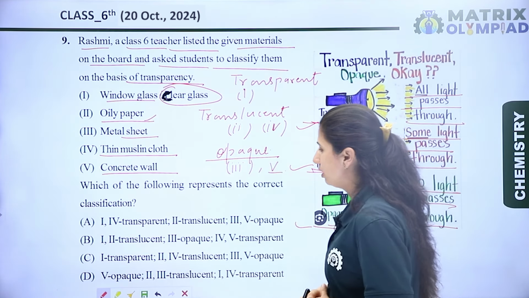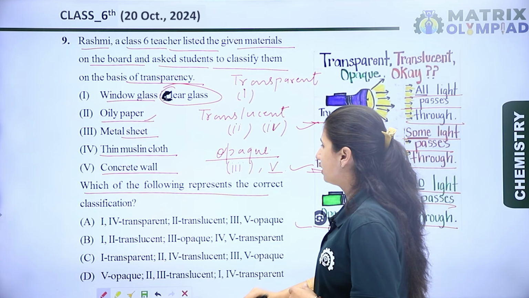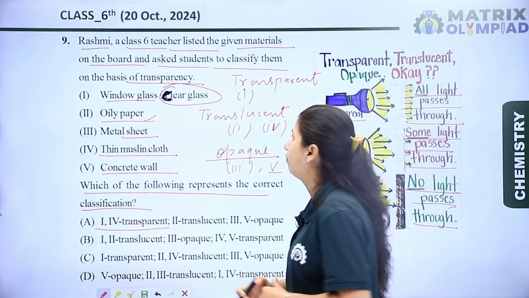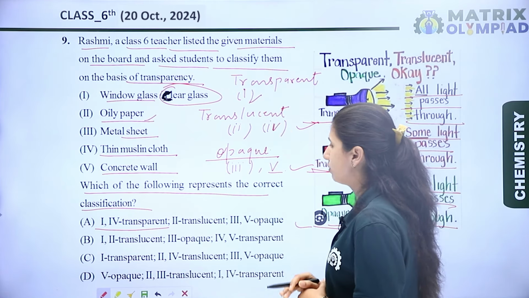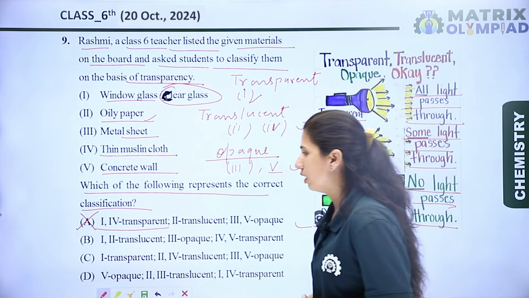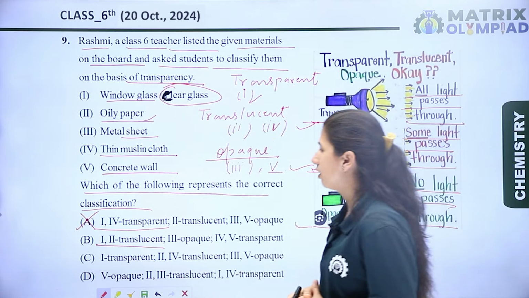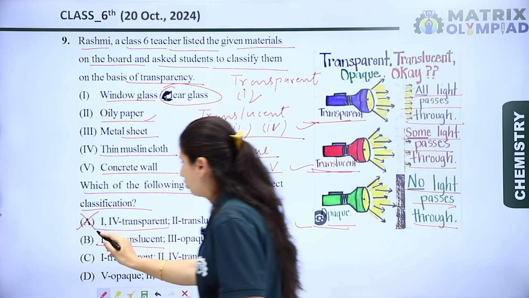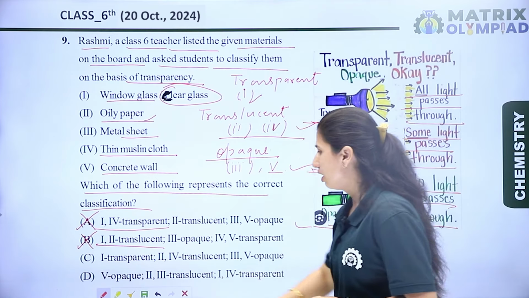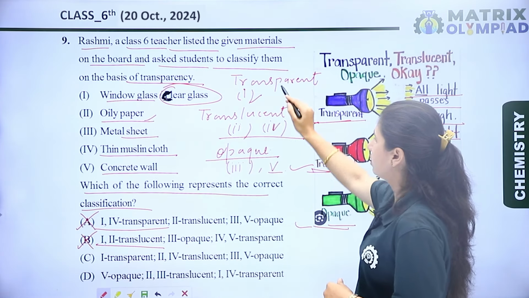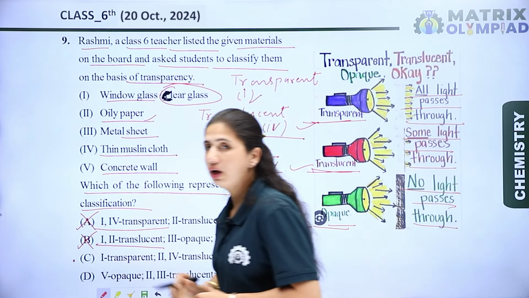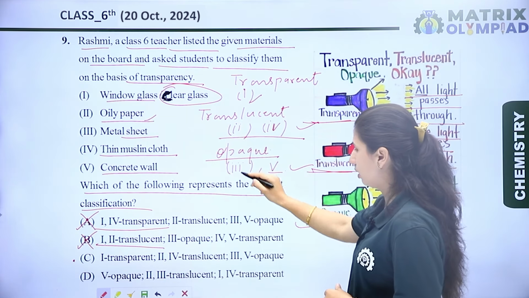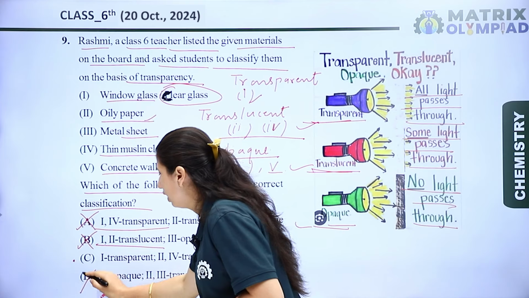Okay, now let's see the options. Which of the following represents the correct classification? First is, first and fourth are transparent. We know that only the first is transparent, so option A is wrong. Next is, first and second are translucent. No, second and fourth are translucent. So B is also wrong. Next is, first is transparent. Yes, first is transparent, so it might be a right option. Now the next is, fifth is opaque. Fifth is opaque, but third is also opaque, so it is also a wrong statement.